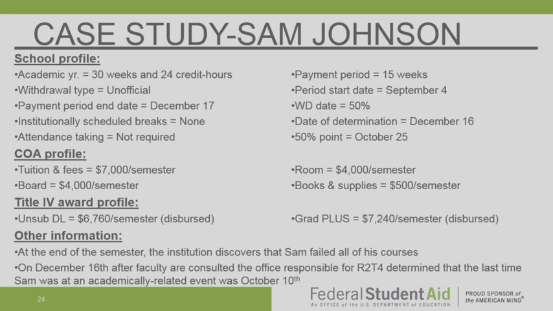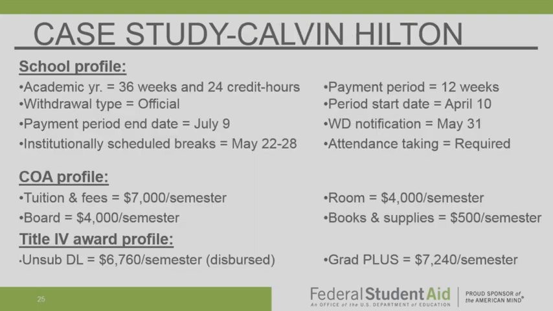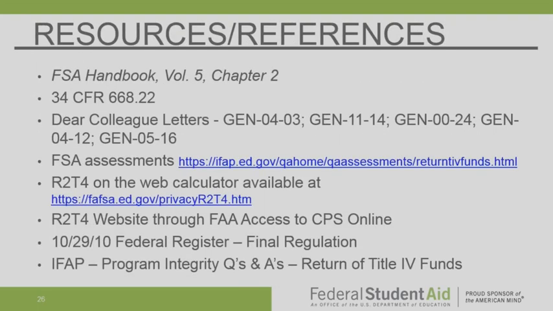The answer should be 14,000 is aid amount disbursed. Did you get that? Withdrawal date is 10/25/2017, which is the 50%. So if it's 50%, more than likely, the percentage would also be 50%, right? So 7,000 is unearned. 7,000 needs to be returned.